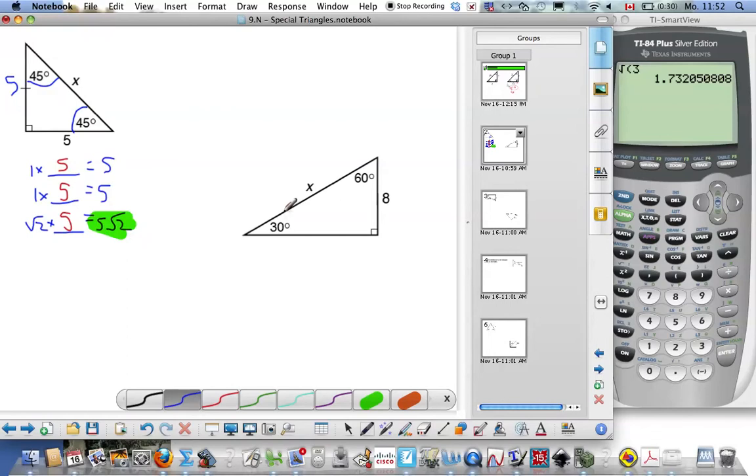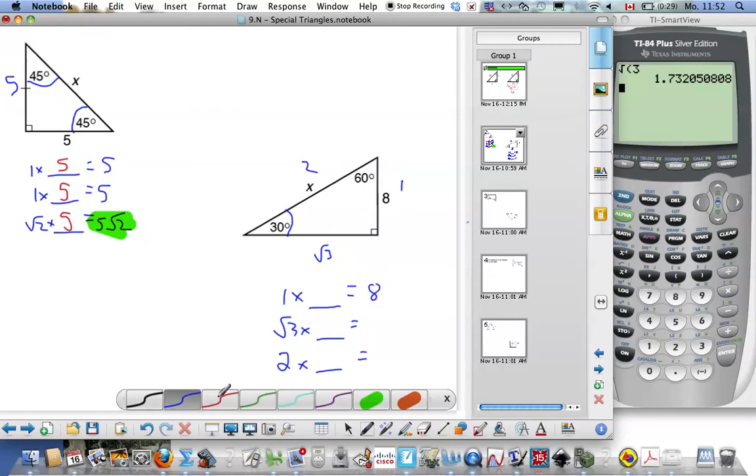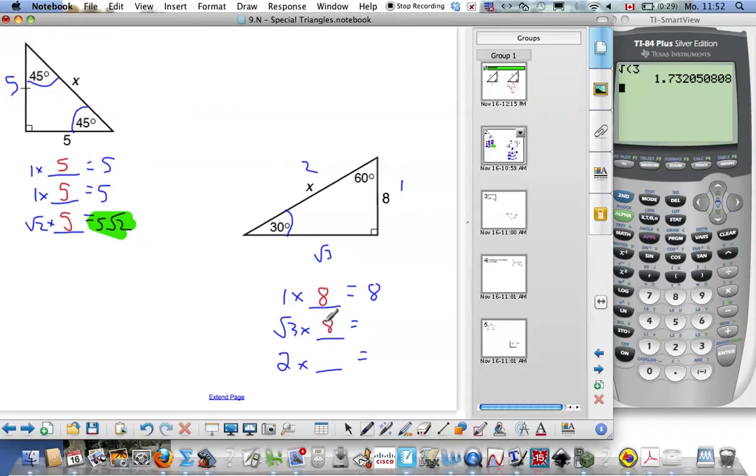Okay, now we've got 30, 60, 90. So we've got the relationship 1, square root of 3, 2. Let's do the same process. Good. What do we have? What are we given? We're given the 1 side, so we know that that's equal to 8. So now we can figure out our multiplier, and our multiplier is going to be 8. 8, 8 all the way down.